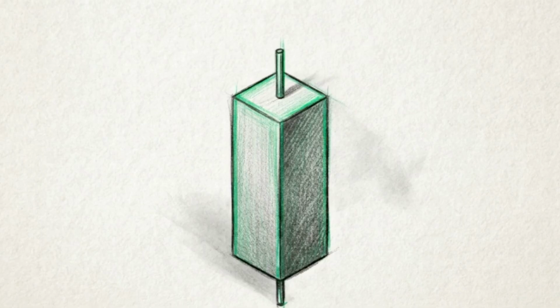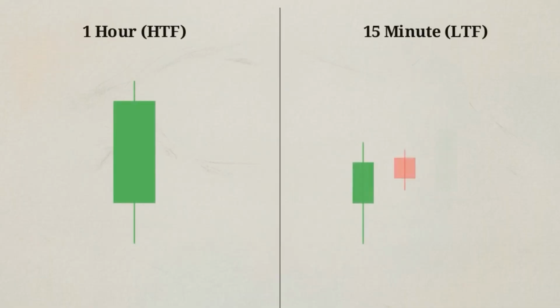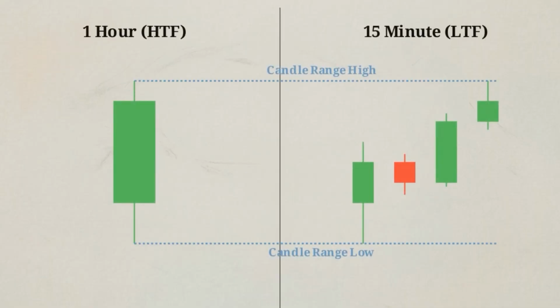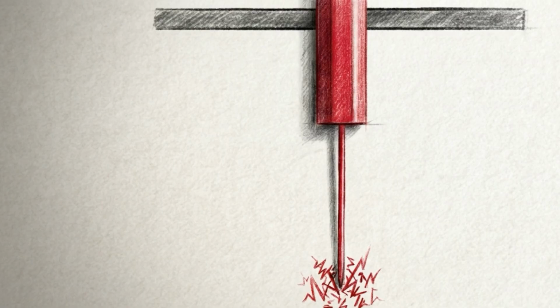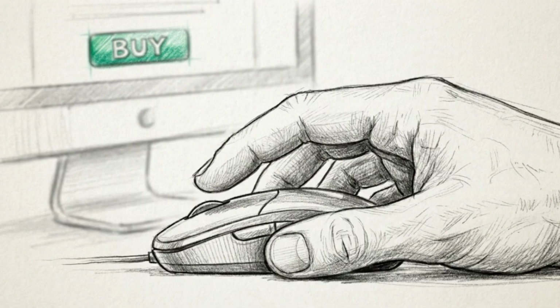To solve this, we use candle range theory. This system filters out these false moves by requiring a specific structural alignment between a higher timeframe and a lower timeframe. Mastering this sequence allows you to identify when the market is setting a trap, so you can wait for the manipulation to finish before executing your trade.